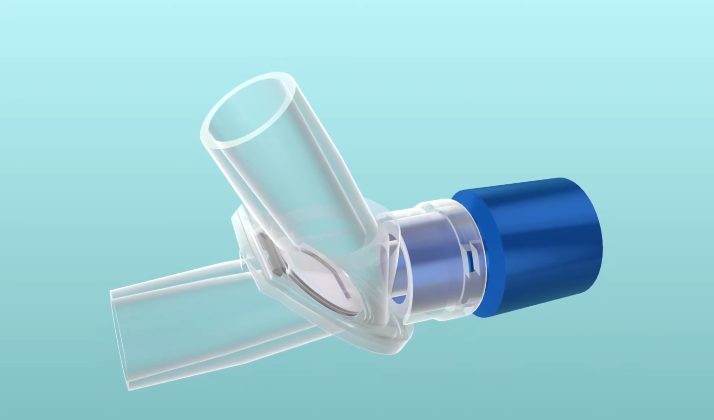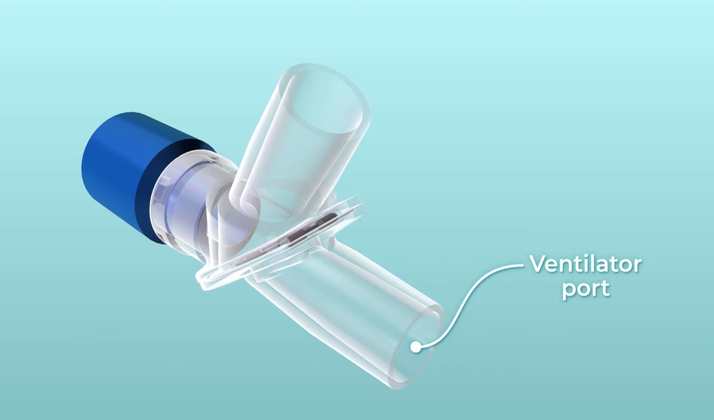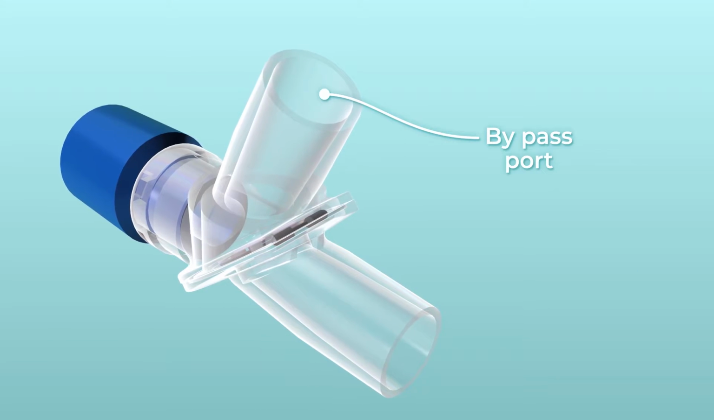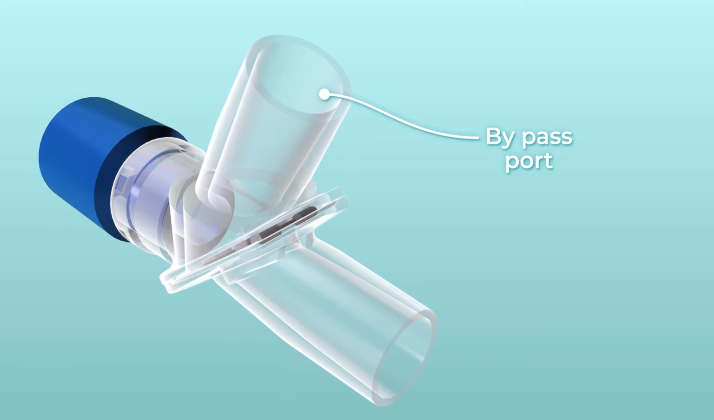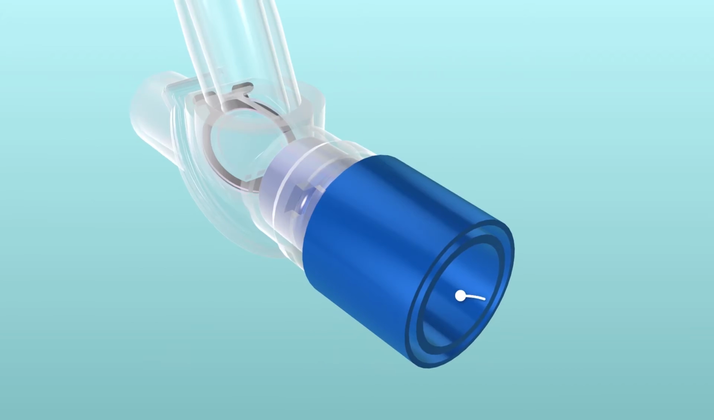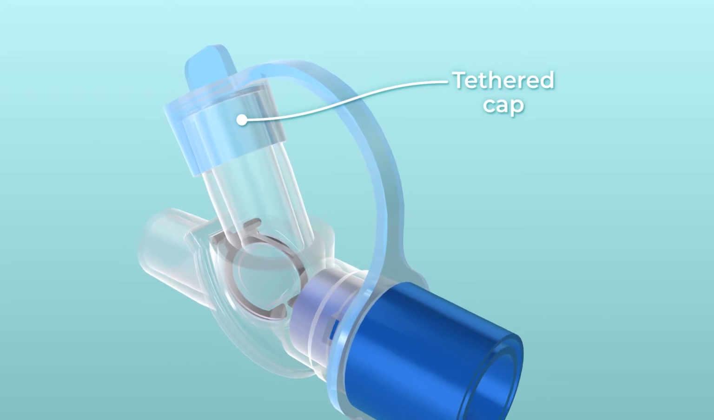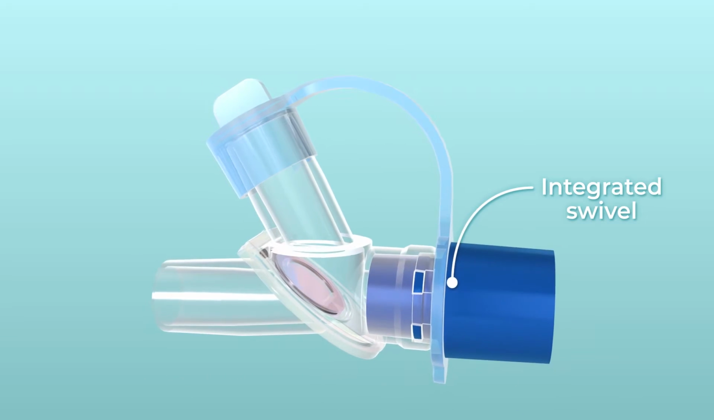The main components of the Fluso system are the ventilator port, where the stationary ventilator is connected, the bypass port, where the transport ventilator or resuscitation bag is connected for transport, the patient port, where the patient is connected, a tethered cap, and an integrated swivel which minimizes torque and pull on the endotracheal tube.